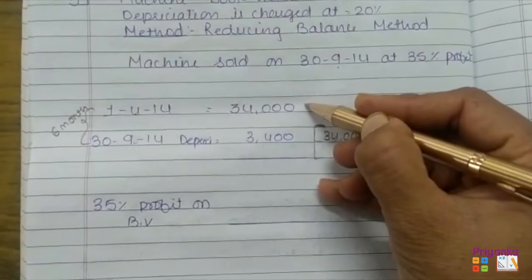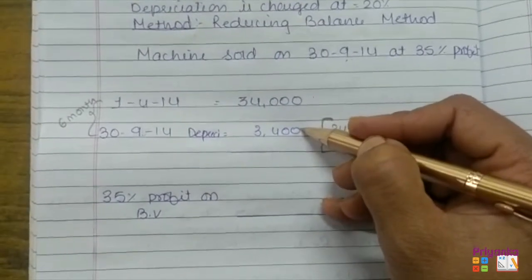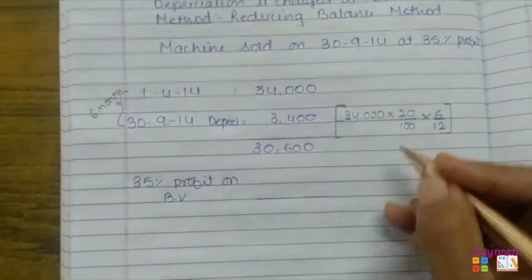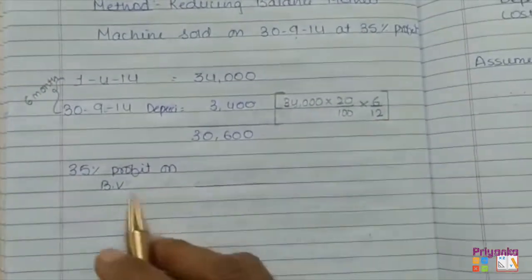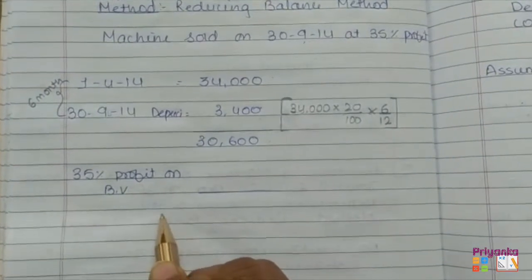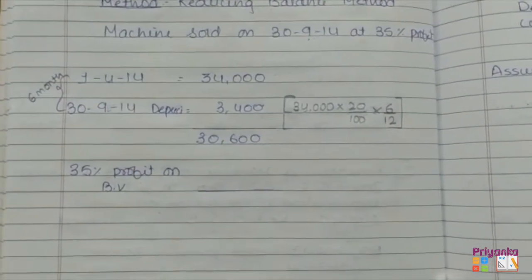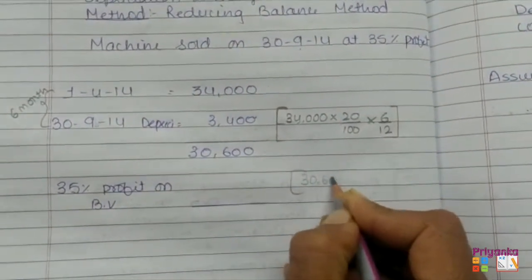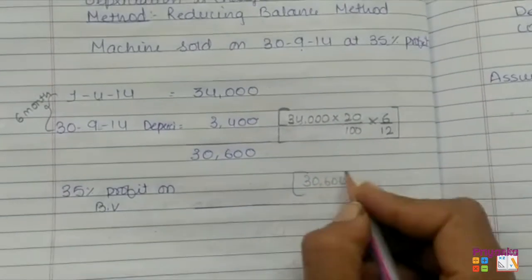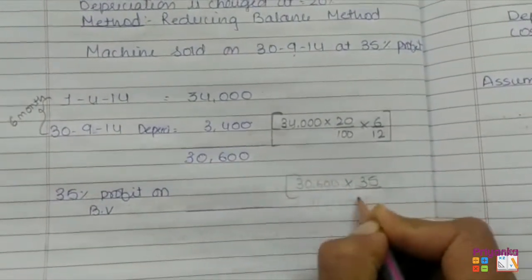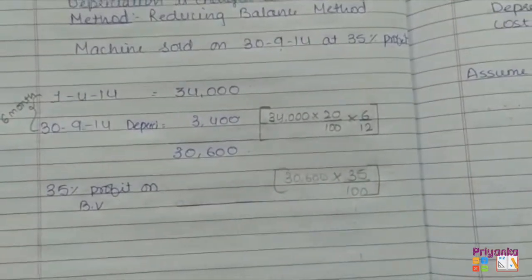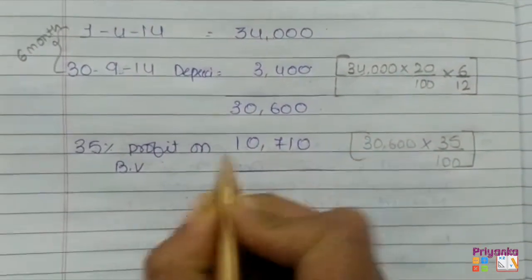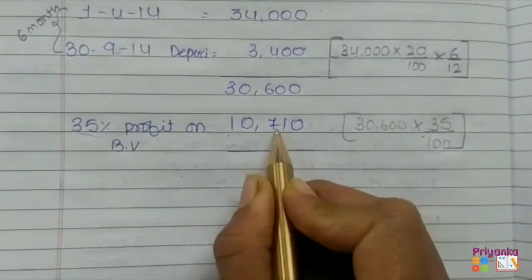So out of 34,000 value of machinery, remove 3,400 depreciation. The value remaining is 30,600. On whatever value remains, on that we are going to add profit and then we are going to sell. So here first we'll calculate profit on 30,600. So the value of machinery, 30,600, has to be taken and 35% profit calculated on it. First remove 35%, it is 10,710. So that is the 35% profit which has been calculated.